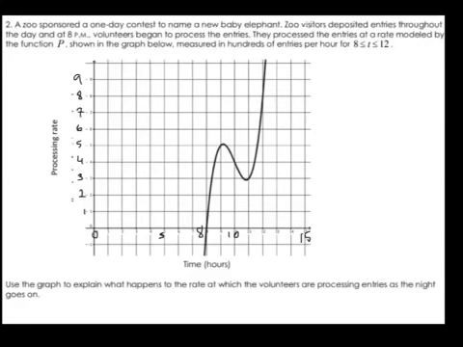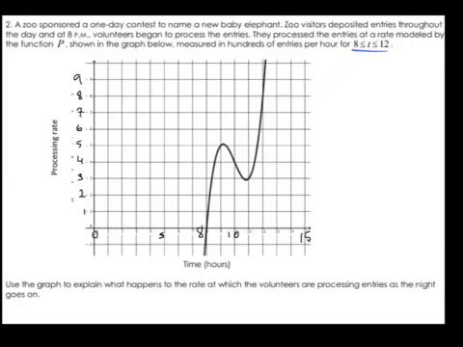So the question says, a zoo sponsored a one-day contest to name a new baby elephant. I'm sure something you guys are all very interested in. Zoo visitors deposited entries throughout the day, and at 8 p.m. volunteers began to process the entries. They processed the entries at a rate modeled by the function p, shown in the graph below, measured in hundreds of entries per hour for all times starting at 8 up until 12.